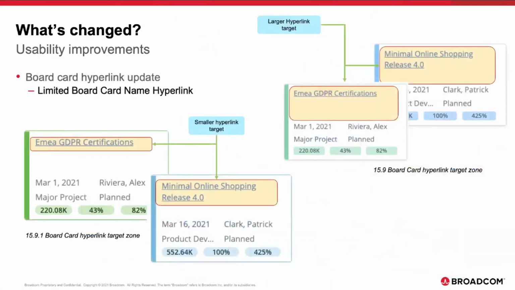The last piece here is really the board card. You can see the highlighted area on each of these cards represents the target zone for that link. On the upper right-hand side, related to 15.9, the target zone was pretty big. So no matter where you were, you could inadvertently navigate yourself away from the board view and into an investment. The left-hand side is just a smaller target area that increases usability and means less frustration for users inadvertently navigating away.